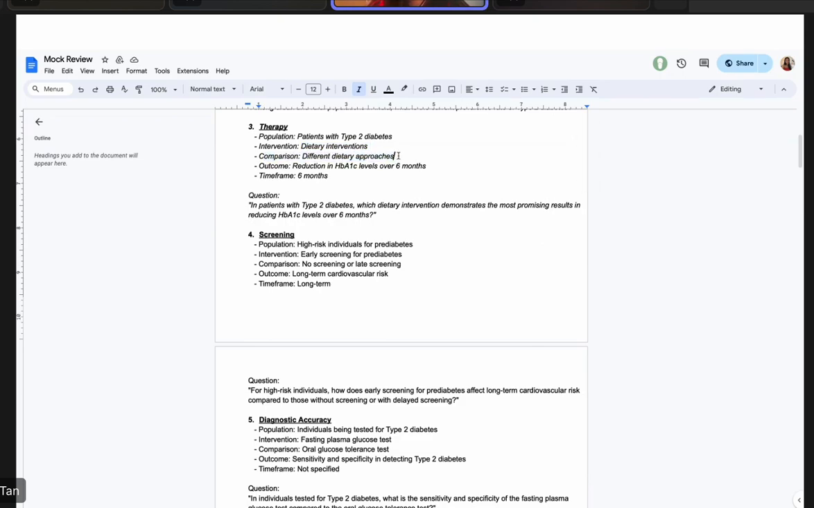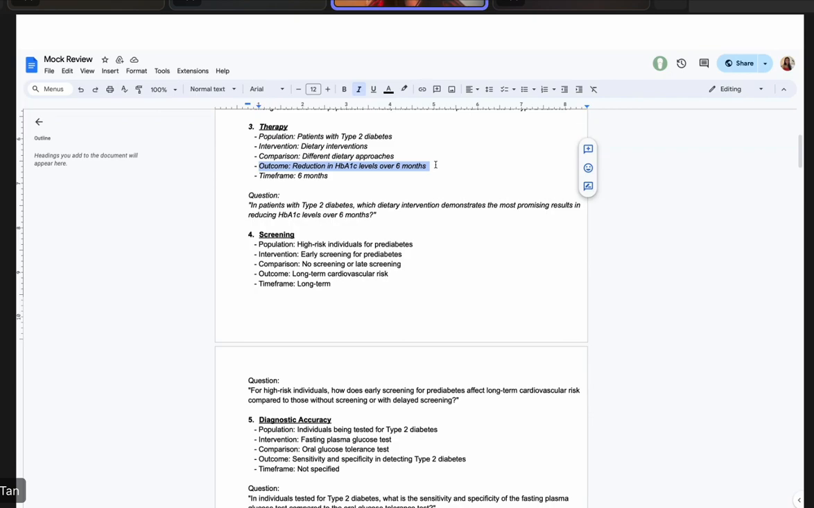Intervention, for example, dietary interventions, let's say a certain type of diet, and you compare with some other dietary approaches. These can be anything. It's very much up to you. You can do the intervention as a drug, for example, a new drug, and you can compare it with the old drug, like metformin, which is what most people use at this day and age. And the outcome, for example, would be reduction in HbA1c levels over 6 months. So your time frame would be 6 months. Pretty straightforward again. This one, for the outcomes, it doesn't necessarily need to be HbA1c.